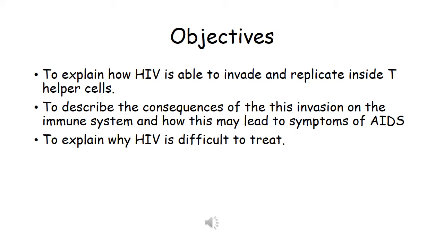So there are three main objectives of this tutorial. The first is to explain how HIV is able to invade and replicate inside T helper cells. The second objective is to describe the consequences of this invasion on our immune system and to describe how this may lead to the symptoms of AIDS. And the final objective is to explain why HIV is difficult to treat, to remove from someone who has been infected with the HIV virus.